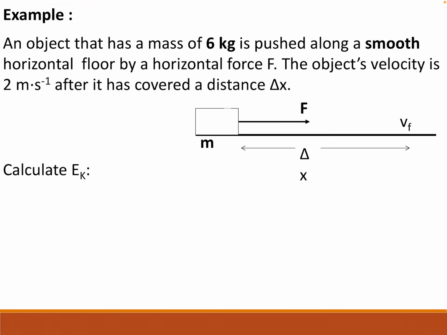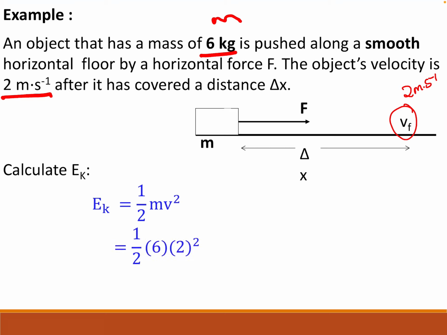An object that has a mass of 6 kilograms is pushed along a smooth horizontal floor by a horizontal force of F. The object's velocity is 2 meters per second after it has covered the distance. I don't care whether it accelerates or not. I just know that by the time it gets here, it's going at 2 meters per second, and I want to know what its kinetic energy is at that point. Well, EK equals a half mv squared. So it's going to be a half times 6 times 2 squared, 12 joules. Nice and simple. Not bad.